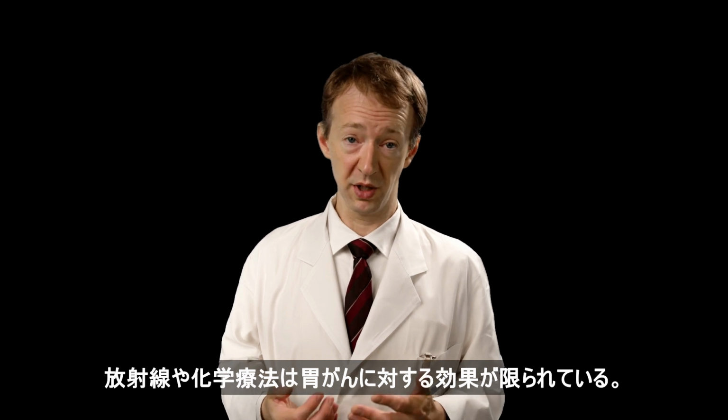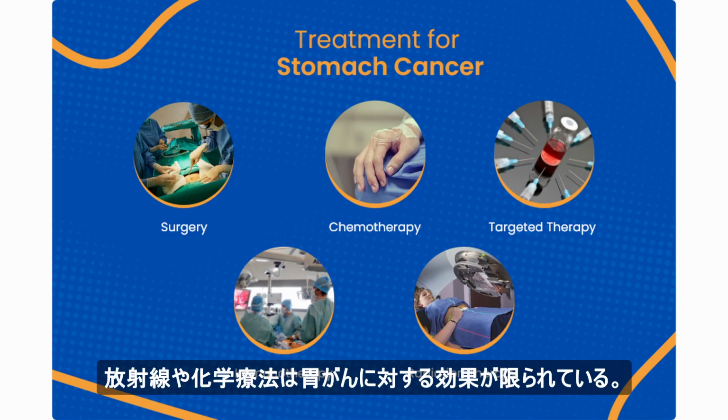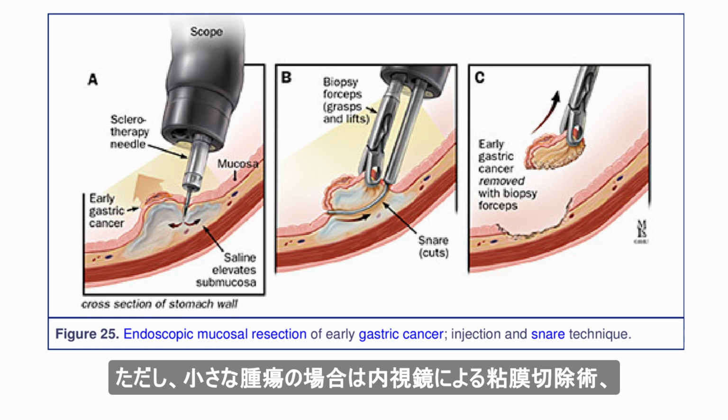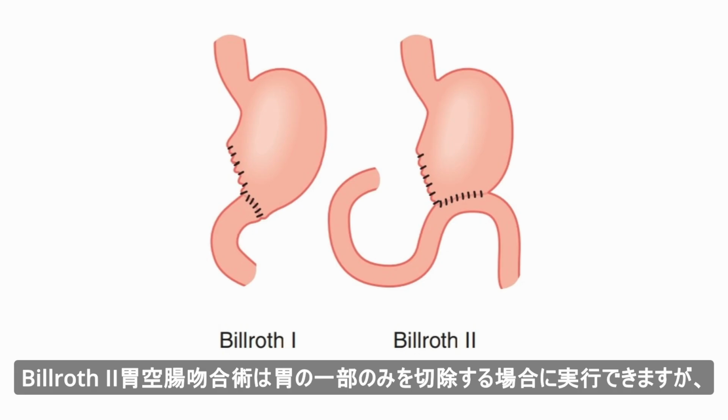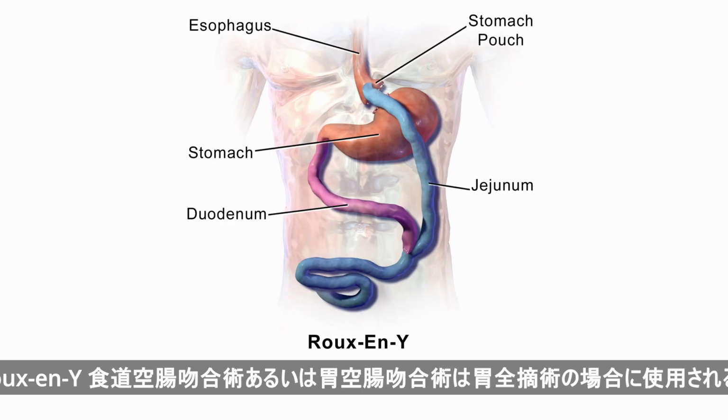Radiation or chemotherapy alone have limited effectiveness against stomach cancer. However, endoscopic mucosa resection for small tumors or surgical resection for larger tumors are effective in some cases. Billroth 2 gastrojejunostomy can be performed when only part of the stomach is removed, while Roux-en-Y esophagojejunostomy or gastrojejunostomy is used in the case of total gastrectomy.